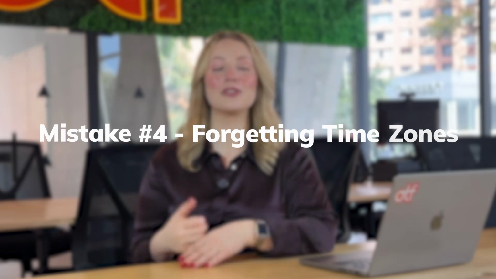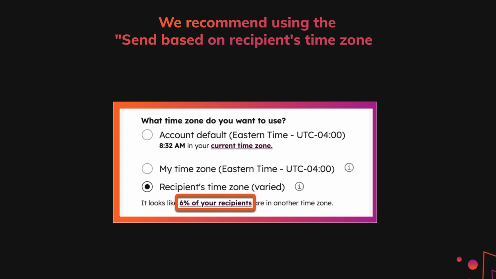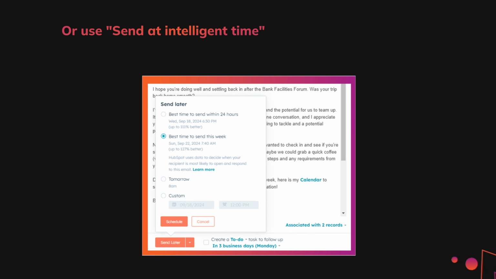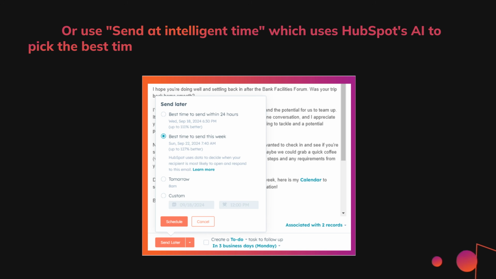And mistake 4 is forgetting time zones. You might schedule an email at 9 a.m. your time, but your customers are across 4 different time zones. Some get it at 6 a.m., others at noon. To fix this, we recommend using the send based on recipient's time zone option for email actions, or use send at intelligent time, which uses HubSpot's AI to pick the best time for each person based on their engagement patterns.